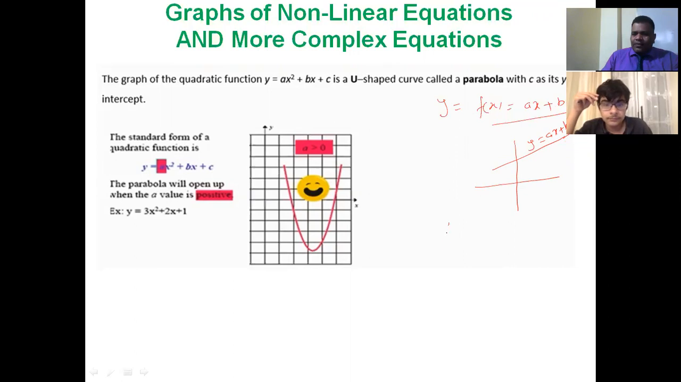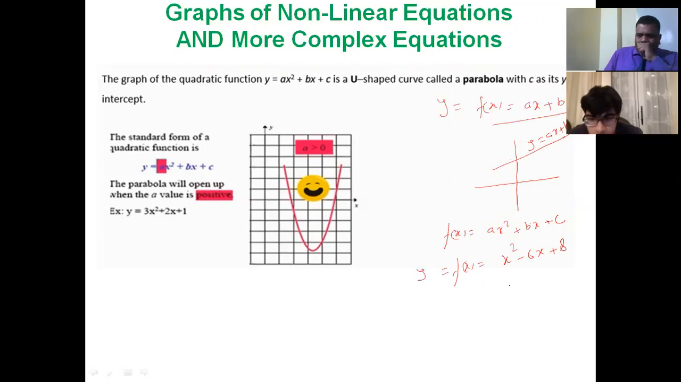Let us say you are taking a nonlinear equation, f of x is ax squared plus bx plus c. And if you try to plot the graph of this one, you are going to get a parabola. How to plot the graph? You can take any example, put many values. There are many ways to plot the graph. I take an example, let us say f of x is equal to x squared minus 6x plus 8. So f of x is nothing but y.